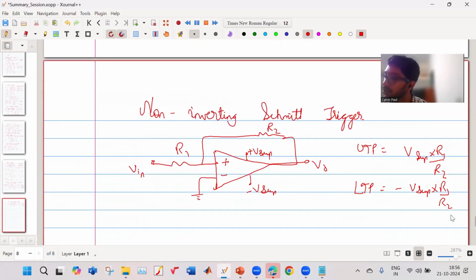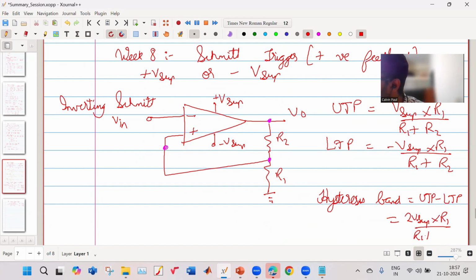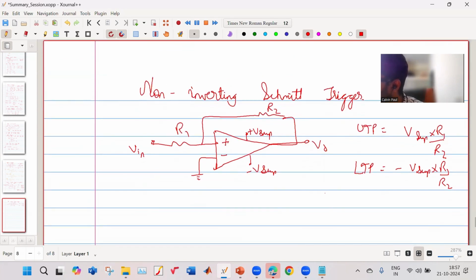Okay, so this is the formula for the non-inverting Schmitt trigger, and this is the formula for the inverting Schmitt trigger. You may have to derive it in the exam. So I am compiling it and giving it to you here so that you can easily read through it. There is something known as a hysteresis band. Your hysteresis band is equal to your upper trigger point minus your lower trigger point. So it is 2 V supply into R1 divided by R1 plus R2. And in the non-inverting case, your hysteresis band will be equal to 2 V supply into R1 by R2. Okay.